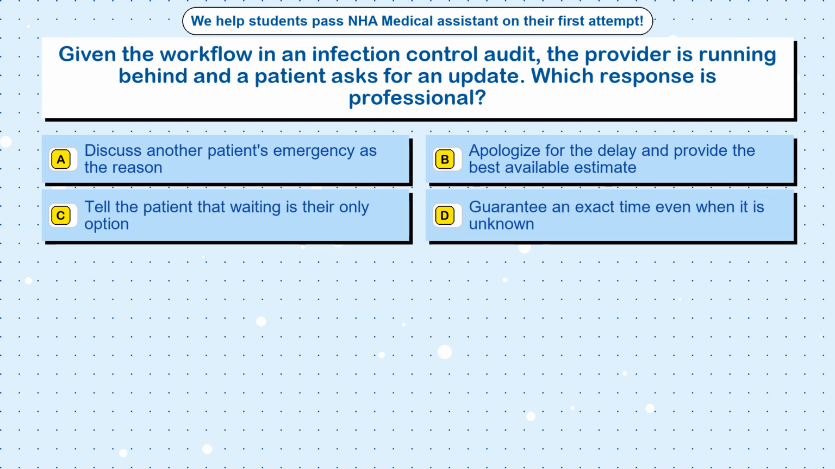Question 72. Given the workflow in an infection control audit, the provider is running behind and a patient asks for an update. Which response is professional? Option A. Discuss another patient's emergency as the reason. Option B. Apologize for the delay and provide the best available estimate. Option C. Tell the patient that waiting is their only option. Option D. Guarantee an exact time even when it is unknown.